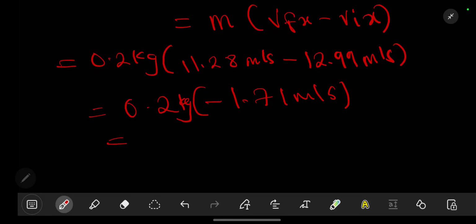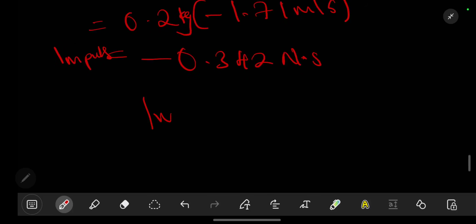So our 0.2, when we multiply it by 1.71, this is going to give us a value of negative 0.342. So this will be the impulse in the x, Newton second. Impulse in the y will be there because the speed is changing.